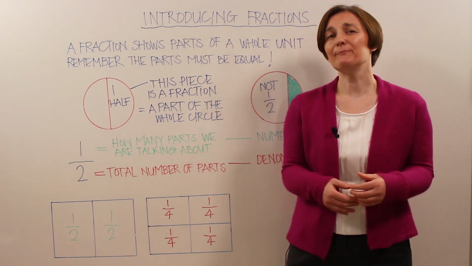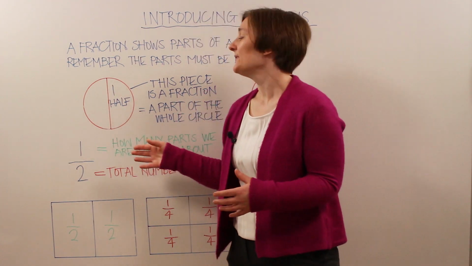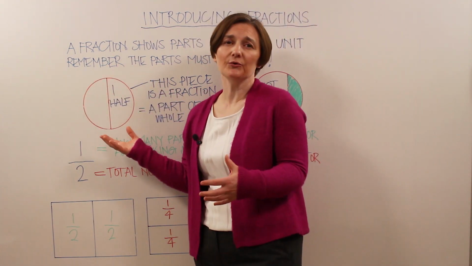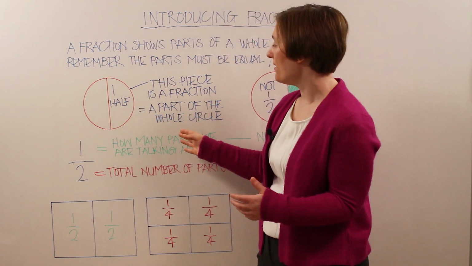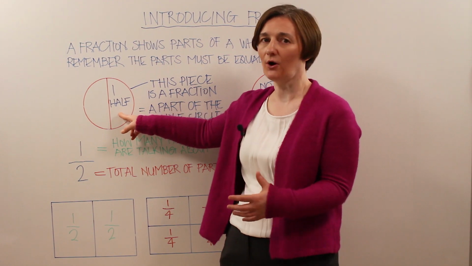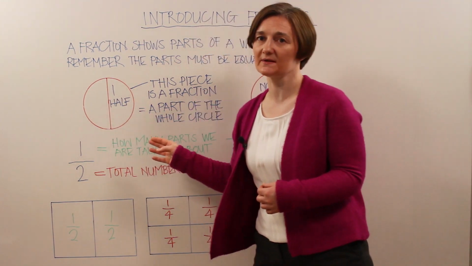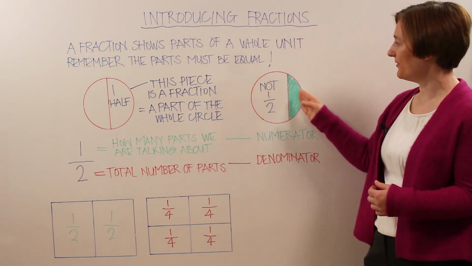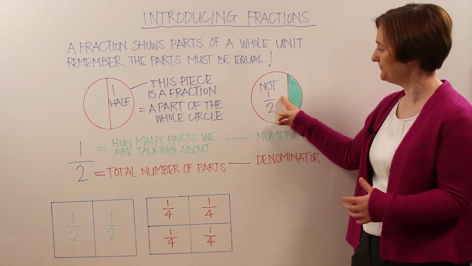Well, a fraction shows parts of a whole unit. If we take this circle, the whole circle is a whole unit, but if I divide it up like this into equal parts, then this piece here is a fraction. It is a part of the whole circle. But it is important to note that it must be equal parts. This circle here has been divided into two, but they're not equal parts, so this is not a half.